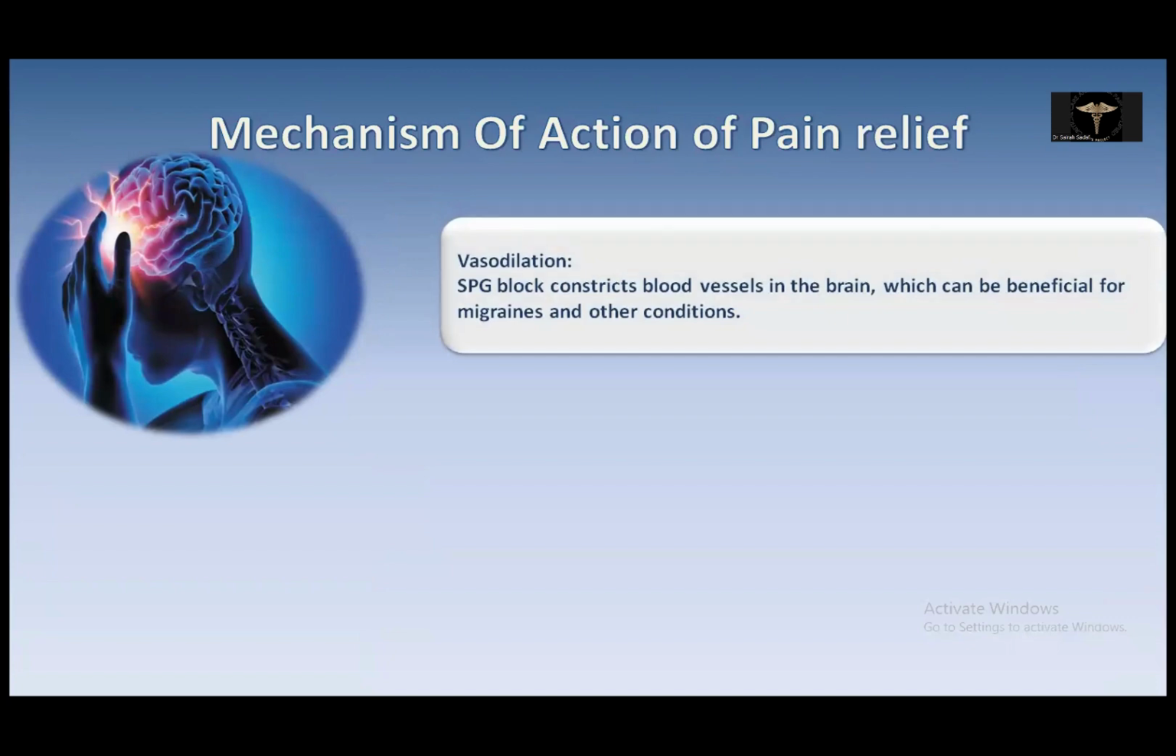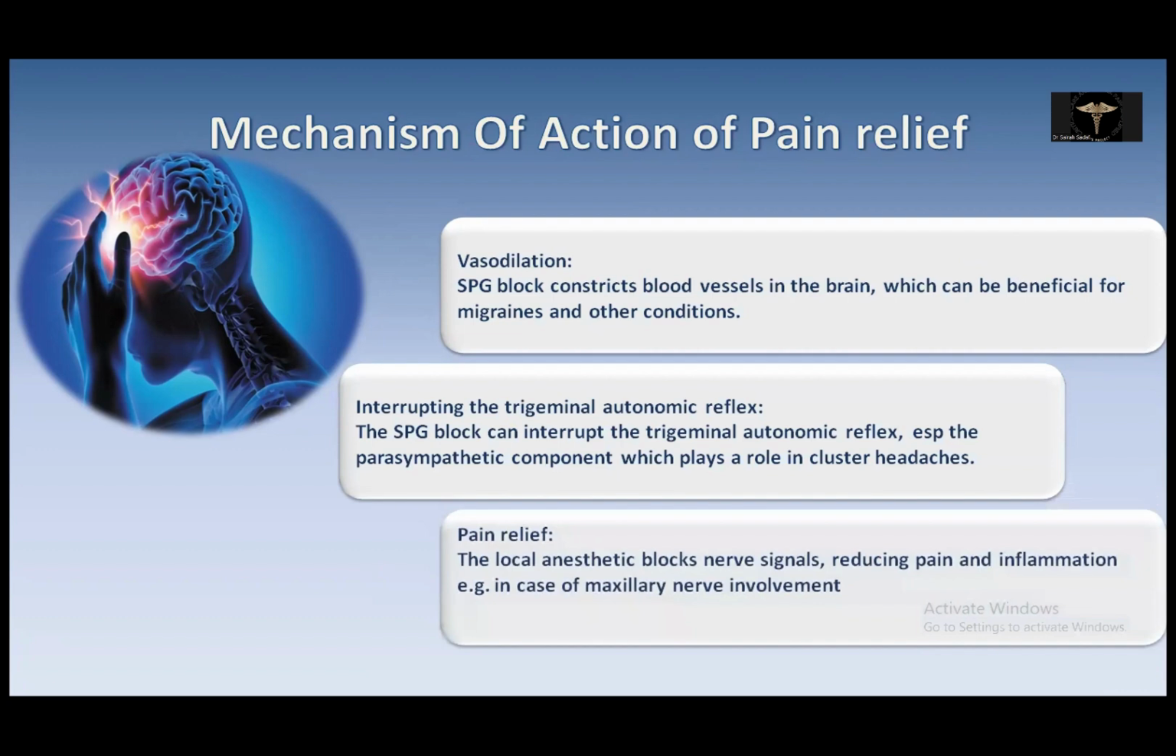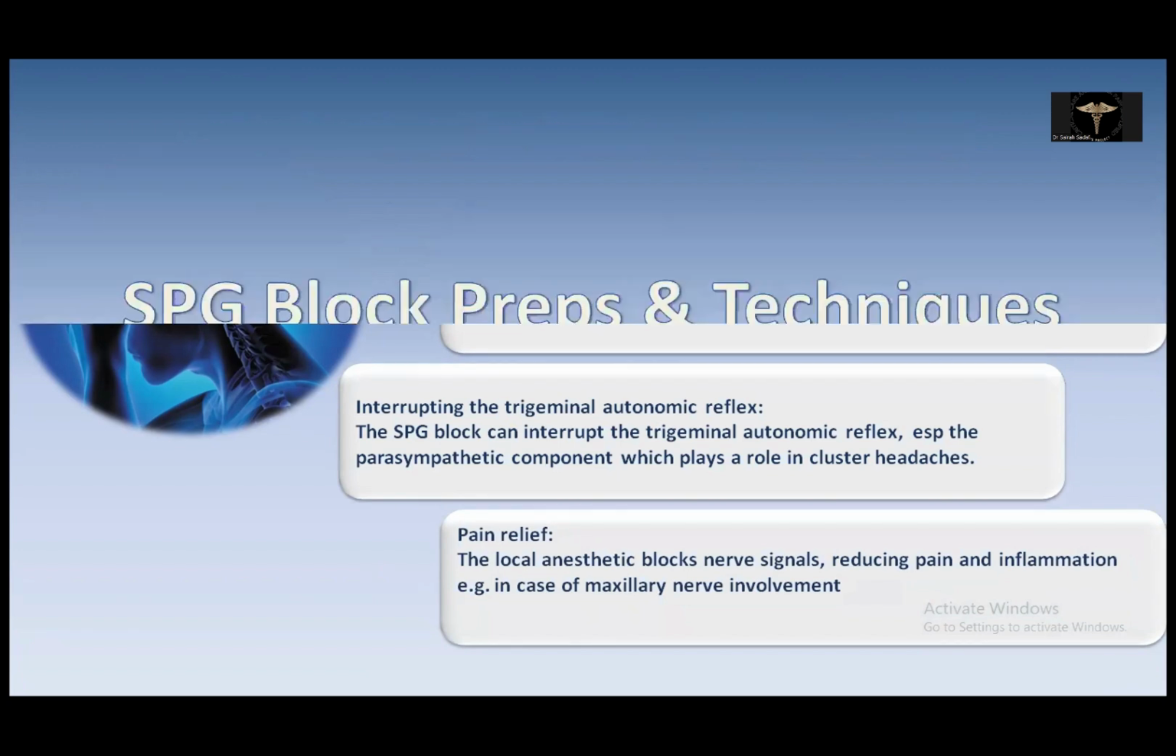Mechanism of action of pain relief. How does it relieve the pain? The SPG block constricts the blood vessels in the brain, which can be beneficial for migraines and other conditions. It also interrupts the trigeminal autonomic reflex, especially the parasympathetic component, which plays a role in cluster headaches. Pain relief: the local anesthetic we give to block the SPG blocks the nerve signals, reduces pain and inflammation. That is, for example, in case of maxillary nerve involvement.